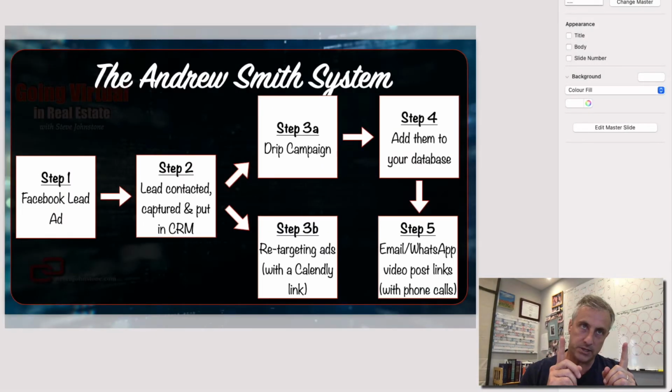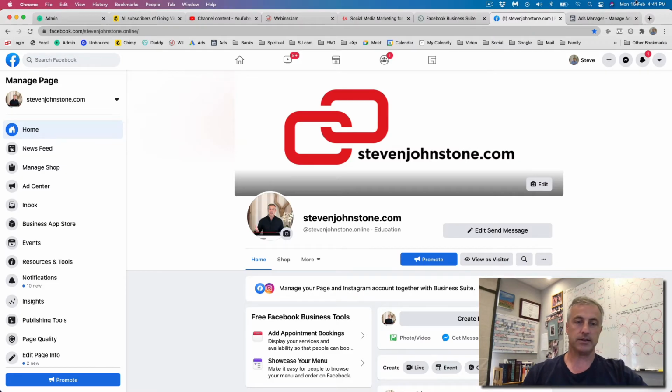Right, back to our slide. So what we have done is there's step number 1. We've set up a Facebook lead ad. Now, how do we set up 3B on that slide? A retargeting ad that retargets the people who fill in the form on the first ad. Right. Let's see if I can figure out how to do that.